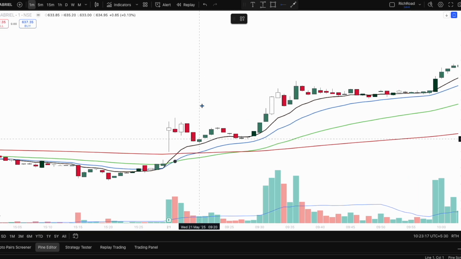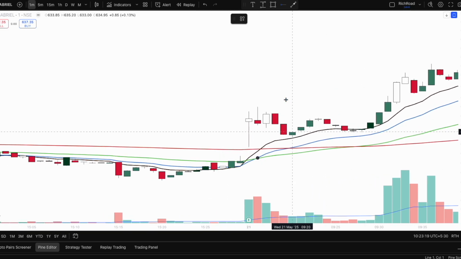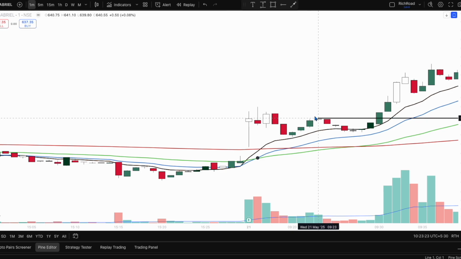Now see, I'll show you something important. We saw this structure happening. Now some people will do, I'll buy above the high of this or I'll buy above the high of this. Well, all of that is good if your capital size is average or small. Because I'll tell you what happened with me.